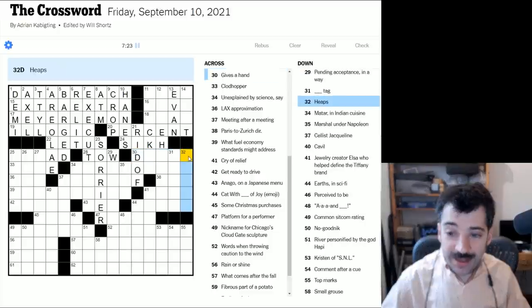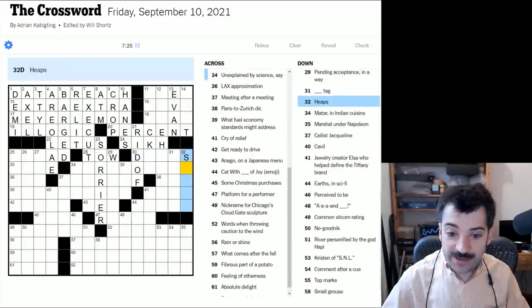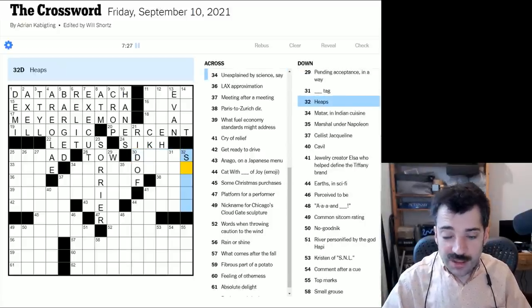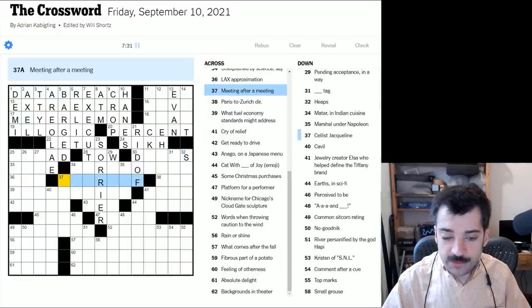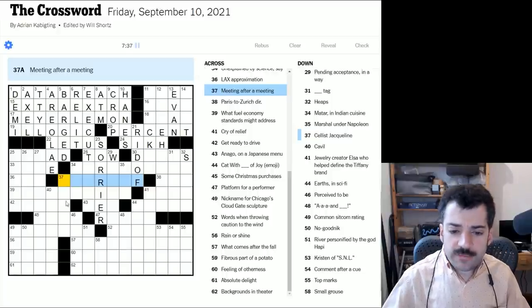Gives a hand. Could end in S. Heaps could be scads or slews. Lots of things. What is this? Meeting after a meeting. Something off, maybe?